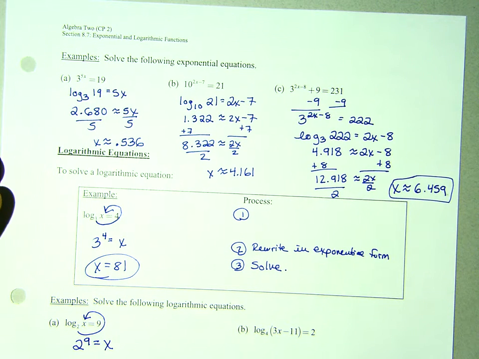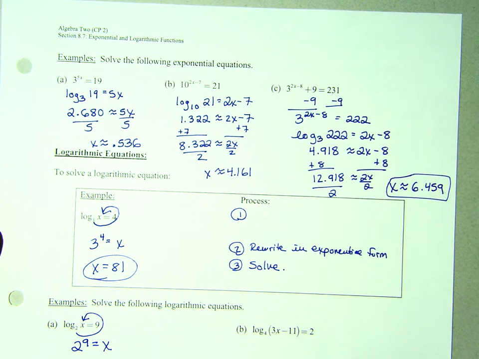Can I do that with a calculator? All of these equations we're going to use a calculator for, so go to your calculator. Yes. 512. I could have done that in my head. Okay, no, I couldn't.